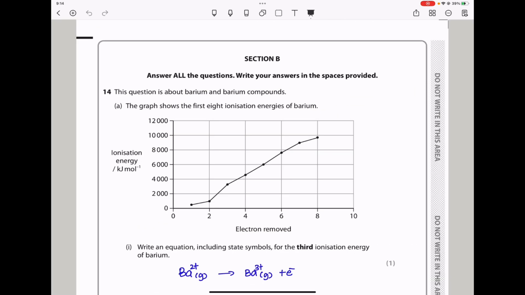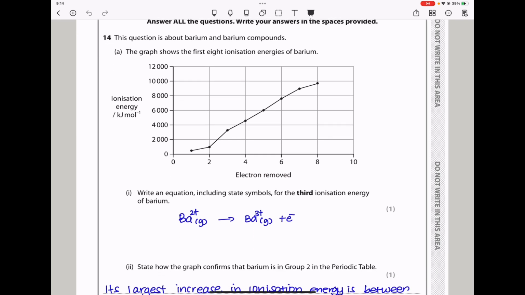Question 14. This question is about barium and barium compounds. The graph shows the first 8 ionization energies of barium. We can see on the vertical axis we have ionization energy, and on the horizontal axis we have electron removed. The first question says, write an equation including state symbols for the third ionization energy of barium. Because this is the third ionization energy, we should begin with the Ba2+, meaning it's already 2+ charged, but it has to be in gaseous state. When it's ionized, it forms Ba3+, still in gaseous state, plus an electron that has been lost.